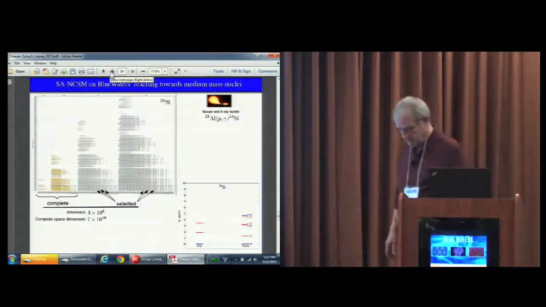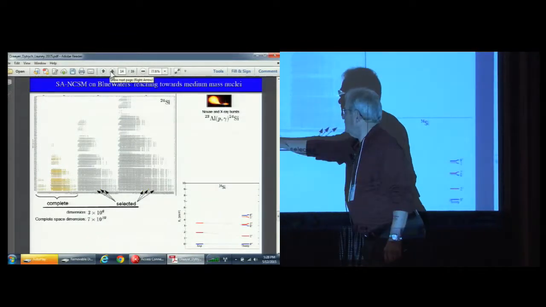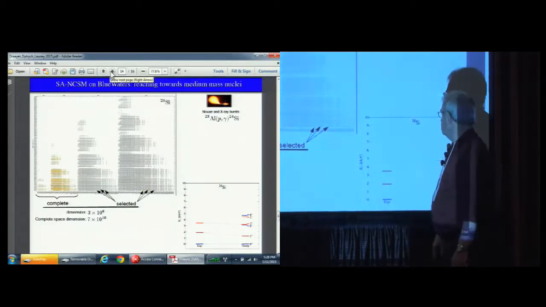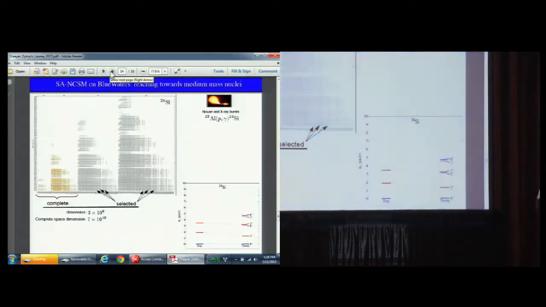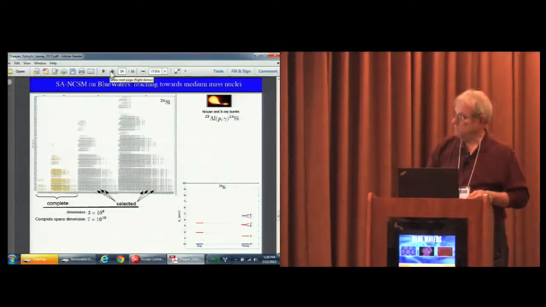Here's one that nobody has been able to touch. And you'll see the exponential growth, but the population is very small. This is for silicon-24, which is also a nucleus of interest in nucleosynthesis.